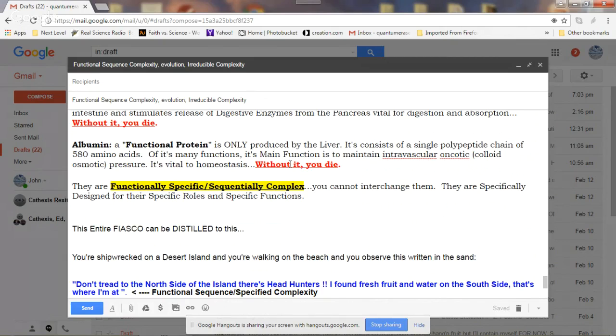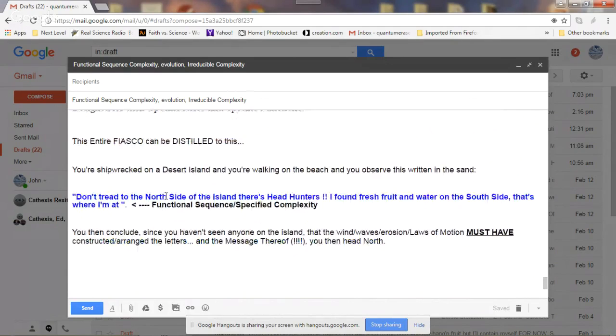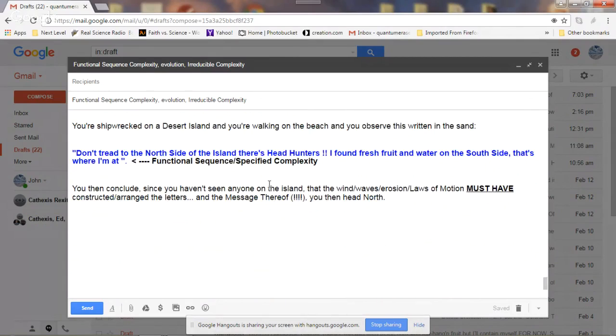Really, we can distill this all down, and I like to use this example. You're shipwrecked on a desert island, and you're walking on the beach, and you observe this written in the sand. "Excuse me. Don't tread to the north side of the island. There's headhunters. I found fresh fruit and water on the south side. That's where I'm at." See, that's functional sequence specified complexity.